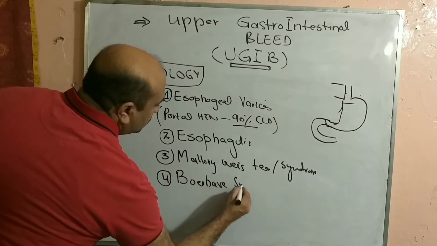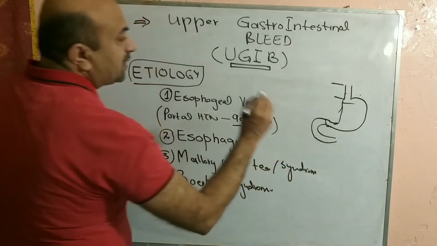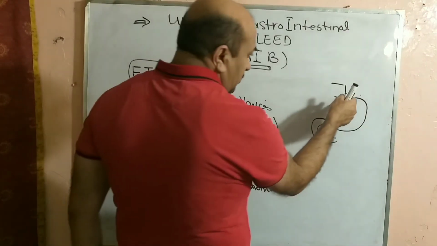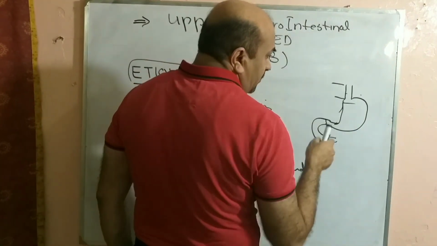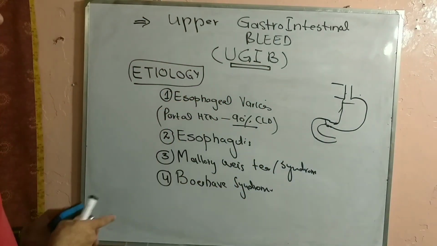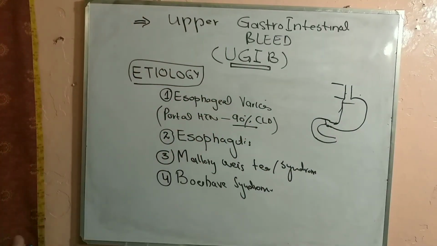Boerhaave syndrome, and this is a surgical emergency because these patients do develop left-sided pleural effusion, subcutaneous emphysema, left-sided pulmonary infarct, and these patients need immediate surgery, because in Boerhaave syndrome, these patients actually get the rupture of the lower part of the esophagus and upper part of the stomach because of very heavy vomiting. So these parts get everted. So we call it Boerhaave syndrome.